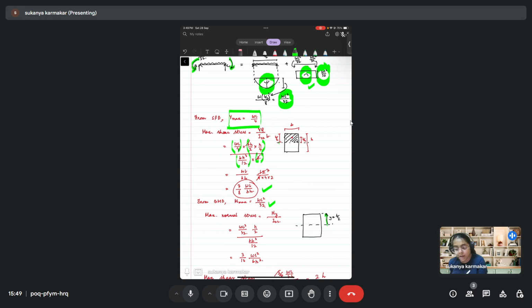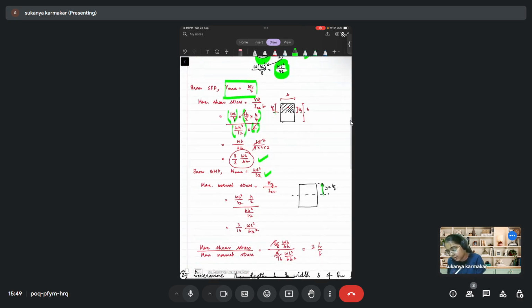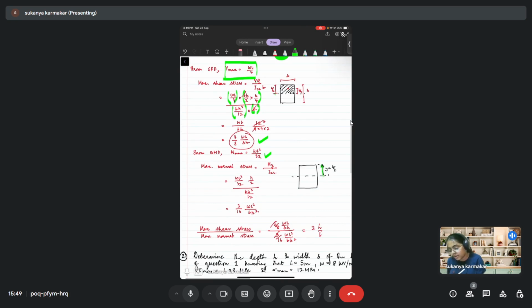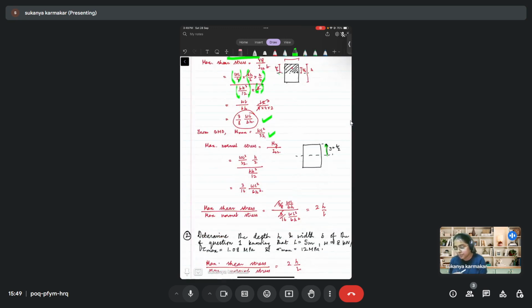Where is the normal stress maximum? It is at the surface. So Y, where you have to basically maximize Y. What can be the maximum value of Y? Y is being measured from this neutral axis. It is Y is equal to H by 2. So just substitute it into this equation. You will get 3 by 16 WL square by BH square. Then you can take the ratio of maximum shear stress to the maximum normal stress, and you get this value. So in other words, you have developed a relationship between the maximum shear stress, the maximum normal stress, the H, that is the depth of the beam, and the span of the beam.